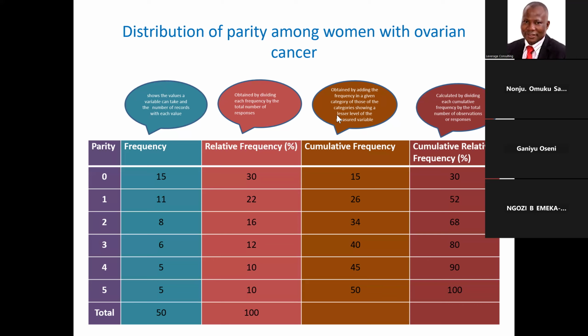And what is the rationale? Why do you have to be adding? Why not just use the relative frequency? Why do you want to be adding this cumulative? The reason is very simple. You want to be able to say at least, at most.